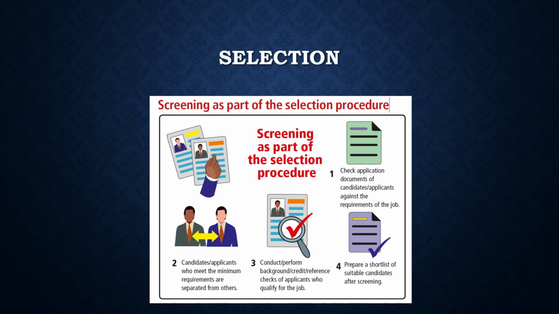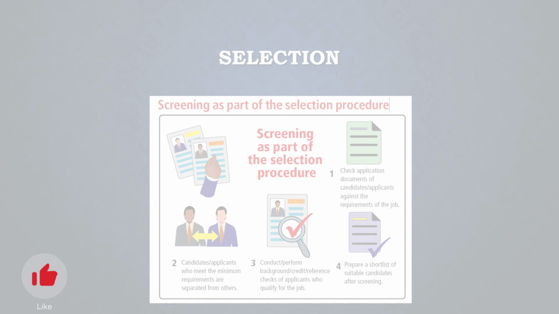After separating candidates, they go to step number 3, which is to perform a background check on applicants who qualify for the job. From there, they prepare a short list of suitable candidates after screening.